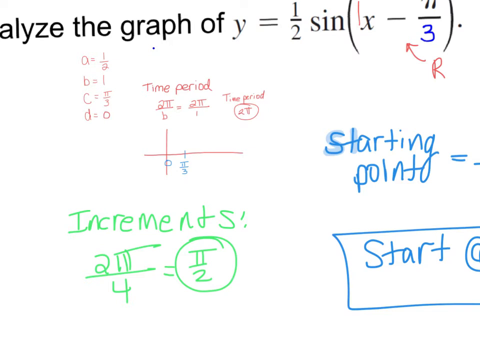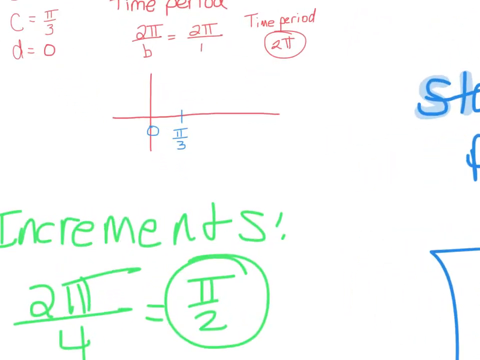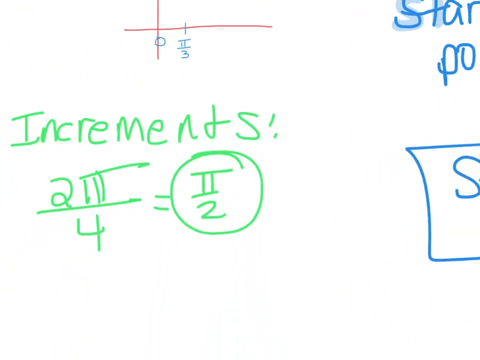So this is what I'm going to add to every single tick mark to find the next one. If I didn't have a phase shift left and right, and my time period was 2 pi, it would be 0, pi over 2, pi, 3 pi over 2, 2 pi, just all the way around the unit circle. The reason it's not those exact numbers is because we didn't start at 0, we're shifting over. So what I'm going to do is take pi over 3, and I'm going to add.